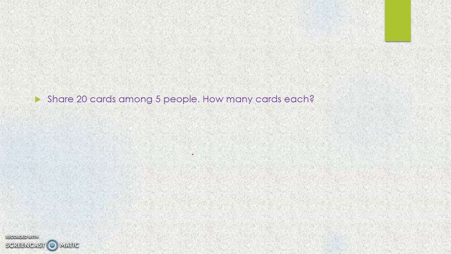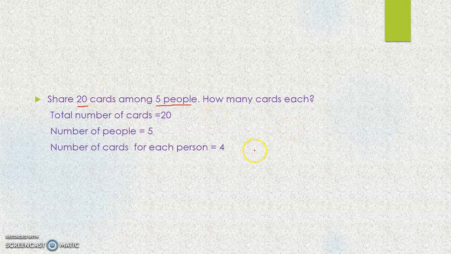Now moving forward, share 20 cards among 5 people. How many cards each? So ഇവിടെ total number of cards എത്രയാണ്? 20. This is divided among how many people? 5 people. അല്ലേ? ഷെയർ ആണ് പറഞ്ഞിരിക്കുന്നത്. ഷെയർ we saw we can consider division as sharing, grouping, divide into equal groups. All these refer to division. So total number of cards 20, number of people 5. So number of cards for each person 20 divided by 5.